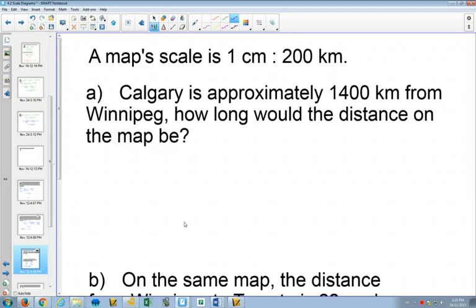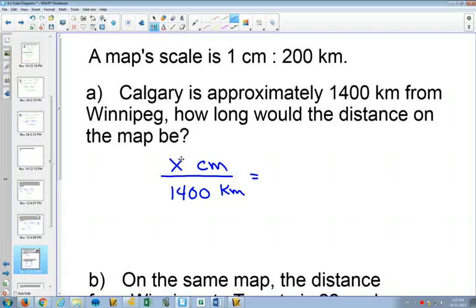So let's set up our proportion. What do we want to find? We want to find how long the distance will be on the map. How is the map's distance measured? In centimeters. So it's good to put the unit with it. And we know that x centimeters, we want to find out what it is for 1,400 kilometers.